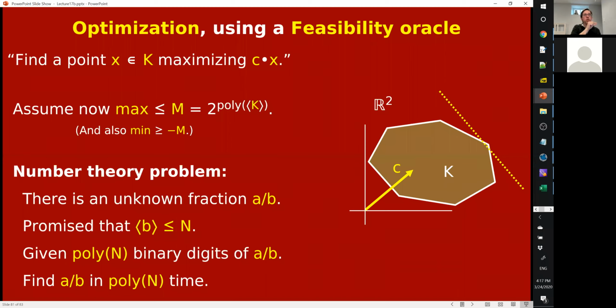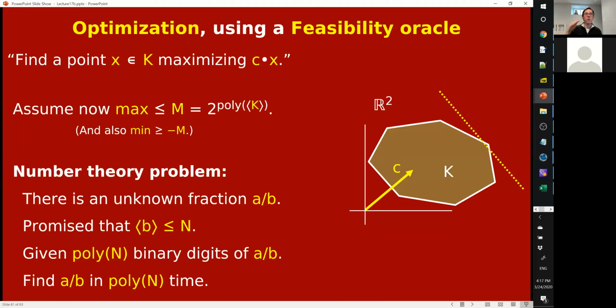what we can get is an extraordinarily good binary representation of this fraction a over b, this optimizer. There's this unknown fraction, the optimal value of c dot x. We know that the denominator can be written with some polynomial n bits. And we can get an amazingly accurate decimal or base 2 representation of this. And we just want to round it off to the nearest fraction whose denominator has at most n bits. And this is another number theory task that can be done in polynomial time.